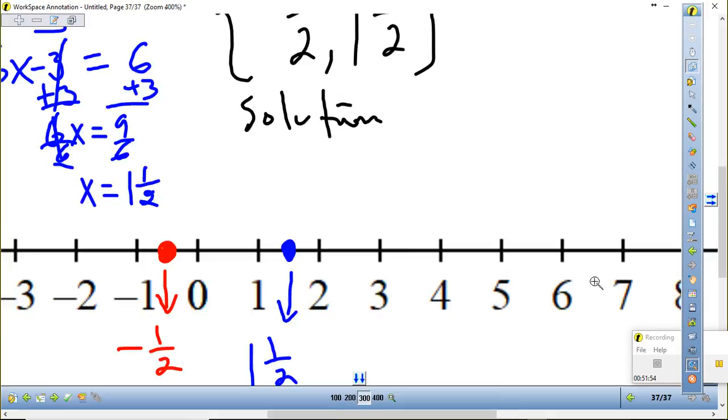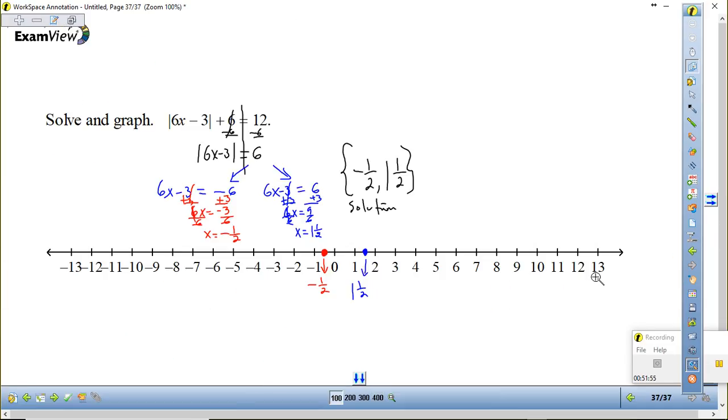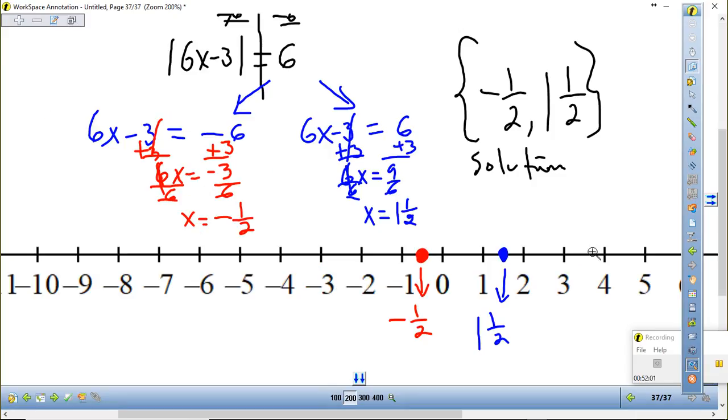Let's see how that looks. Look how beautiful that looks. Yes? Be nice. All right? And we'll stop right there.